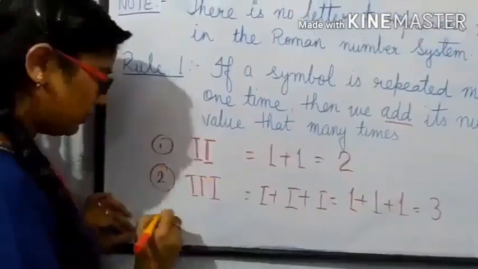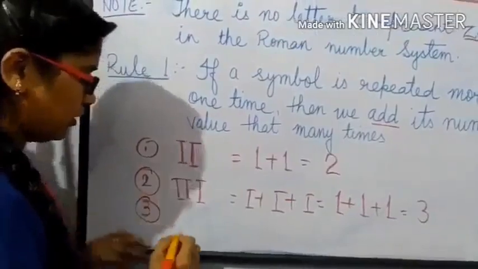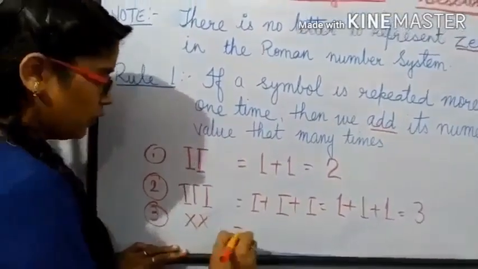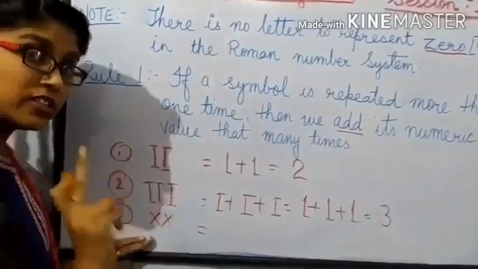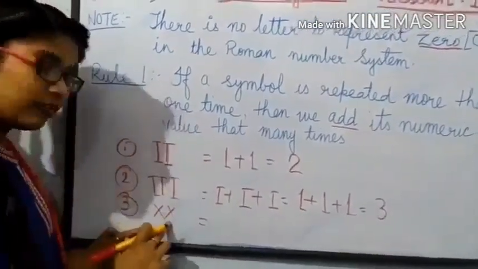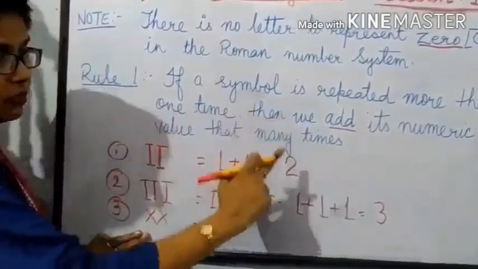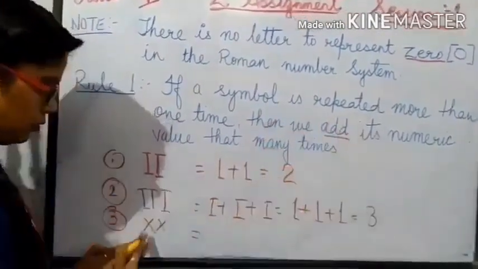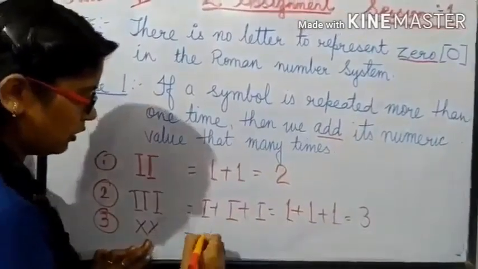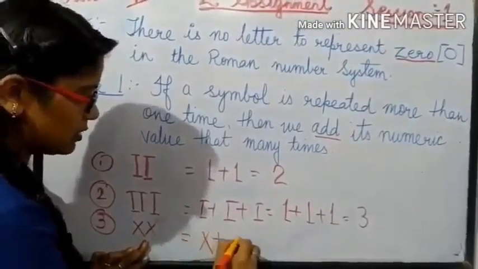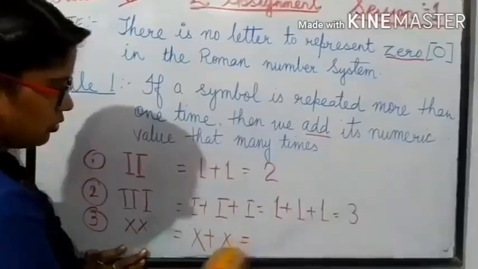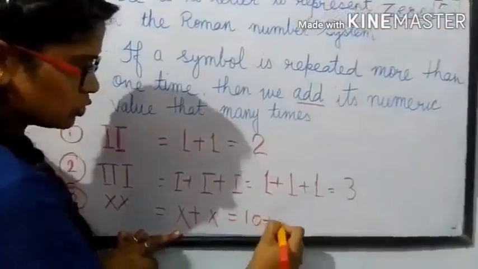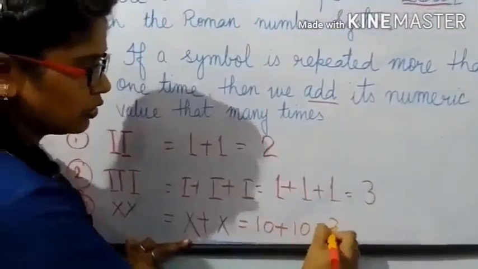Say I am taking the next example. Okay. Suppose I have taken double X. So we know the value of X is what? 10. Here is double X. It means if a symbol is repeated more than one time, we add the numeric value. So here we will add X plus X. The value of X is 10, and again there is 10. So 10 plus 10 equal to 20.